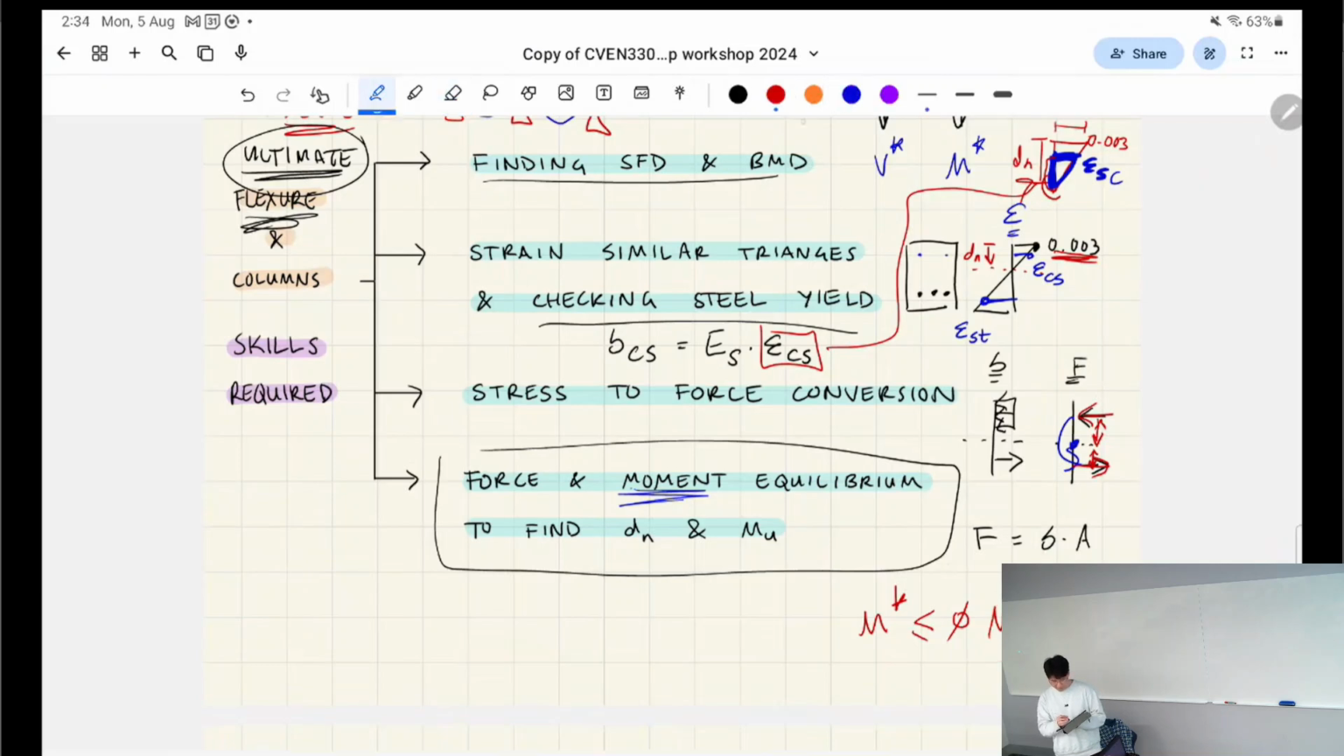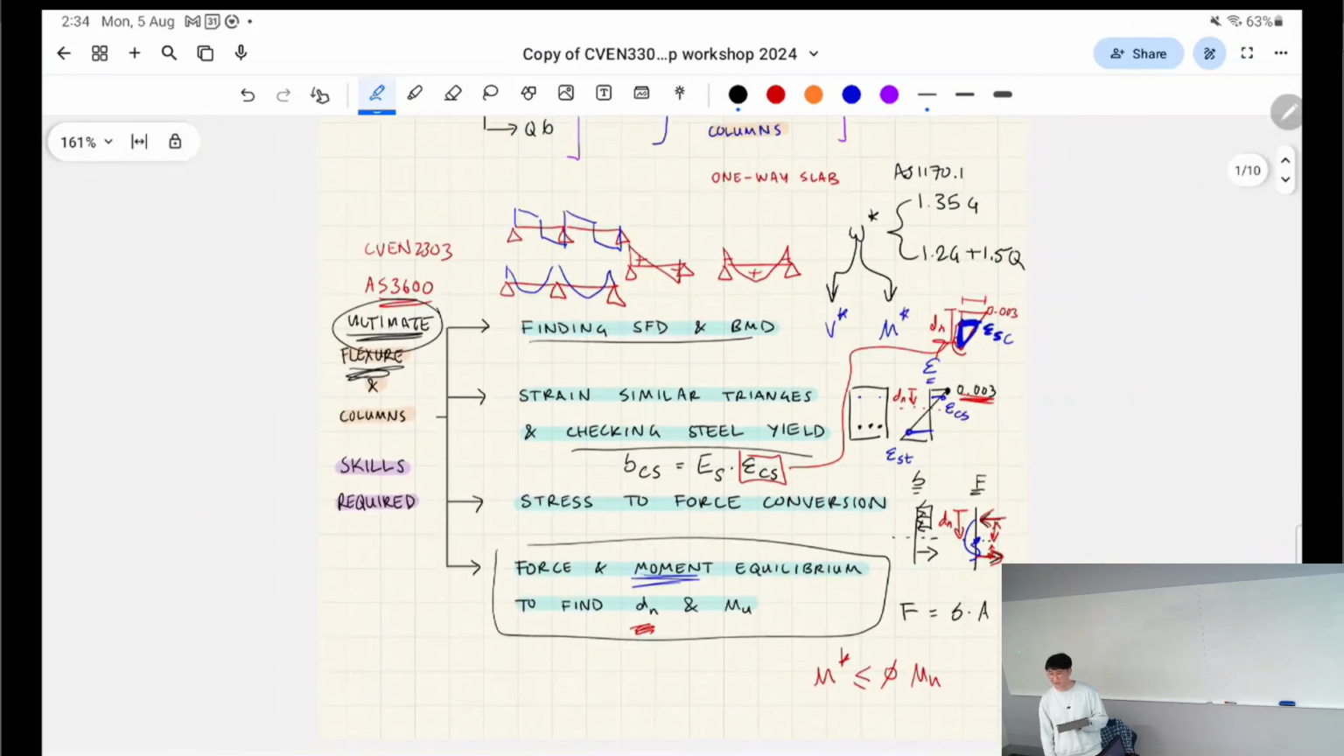However, to find that, we need to find the depth to neutral axis. So you always do it in this order. You always try to work out what dn is, you check the steel, and then you can find the ultimate moment, because you can't find the ultimate moment unless you know where the neutral axis is, because you don't know where to take the moment equilibrium around. Yeah, I feel like I'm starting to speak another language. Do you guys understand roughly?